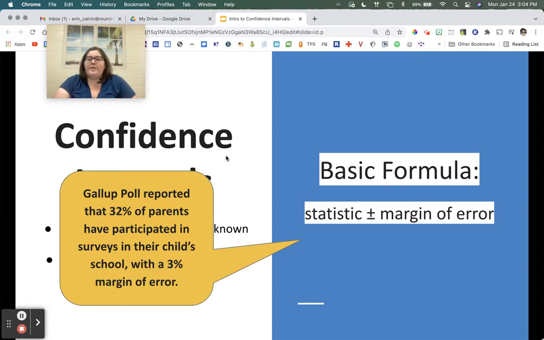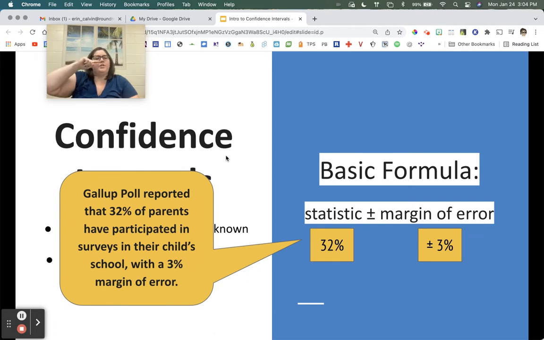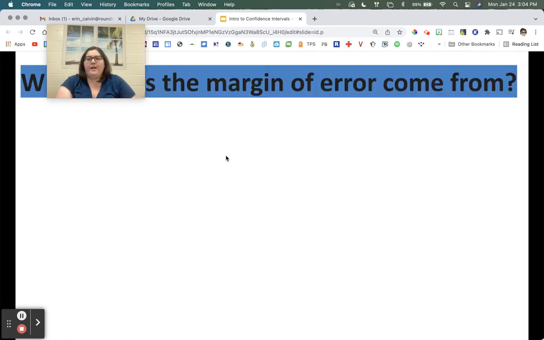So Gallup poll reported that 32% of parents have participated in surveys in their child's school, and the margin of error is 3%. So 32% is the statistic. Margin of error is plus minus 3%. So our total interval would be 32 minus 3, which is 29, and then 32 plus 3, which is 35. So our interval is from 29% to 35%.